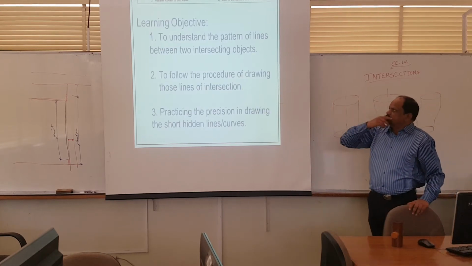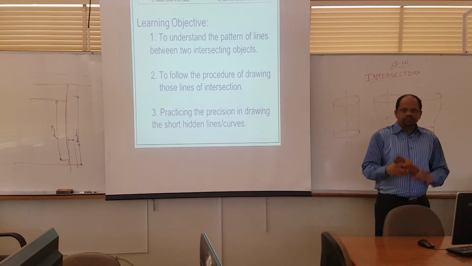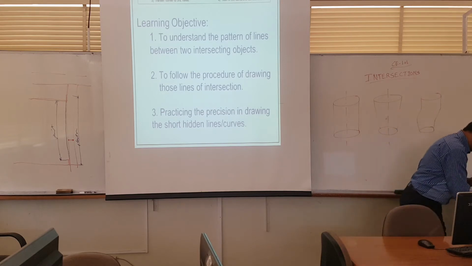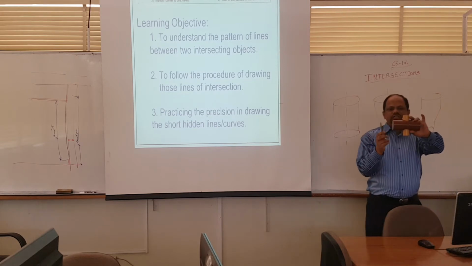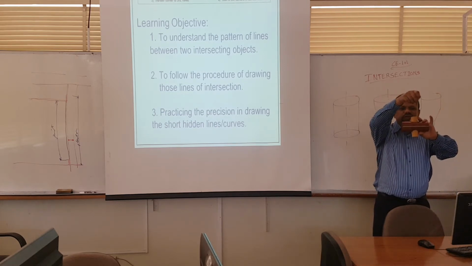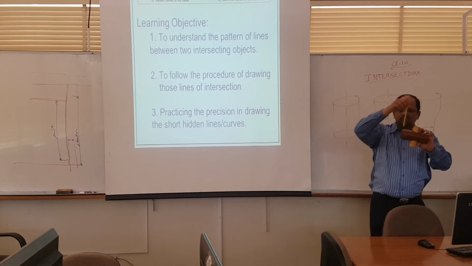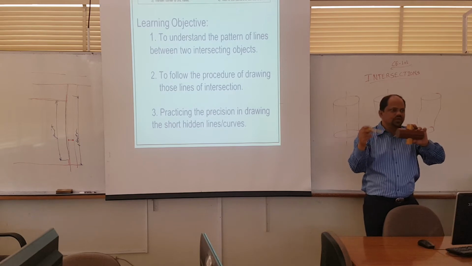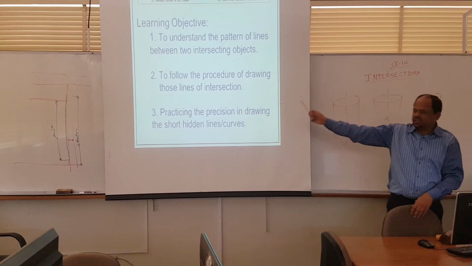In this, our learning objective will be to understand the pattern of lines between two intersecting objects. When you have two objects intersecting with each other, this is the pattern of line. We are not interested in this and this part, but wherever there is an intersection. Okay? So this is the pattern of lines that has to be considered while drawing, because the object can be joined with another object at different levels. Right? So we have to follow the procedure of drawing those lines of intersection, how we draw these lines.